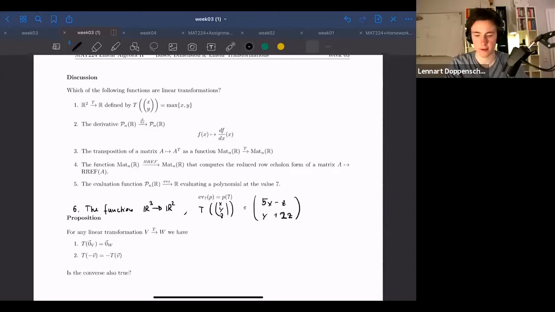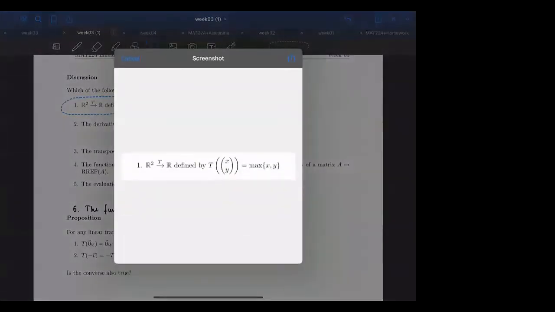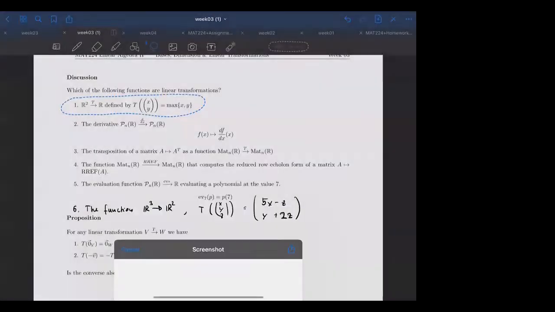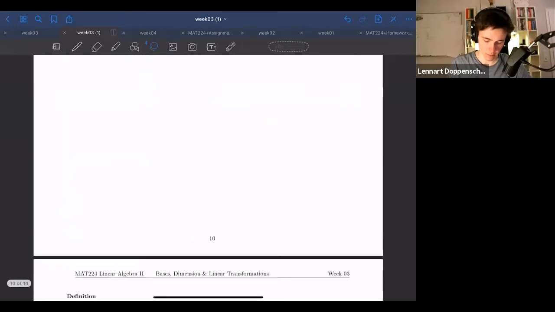All right. Someone please choose a number and explain what you came up with. Sam. Yeah, so I picked number 1, and I think it is not linear because if you take t of (1, 1), it is not equal to t of (1, 0) plus t of (0, 1). The answer is correct.